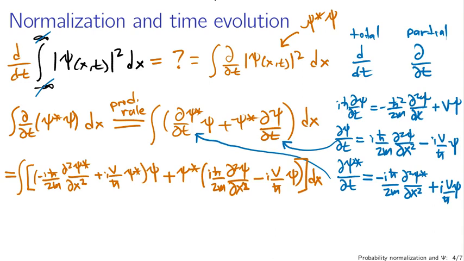Now, this doesn't look particularly simple, but if you notice what we've got here, this term, if I distributed this psi in, would have i V over h bar psi star times psi. This term, if I distributed this psi star in, would have an i V over h bar psi star and psi. This term has a plus sign, this term has a minus sign. So these terms actually cancel out.